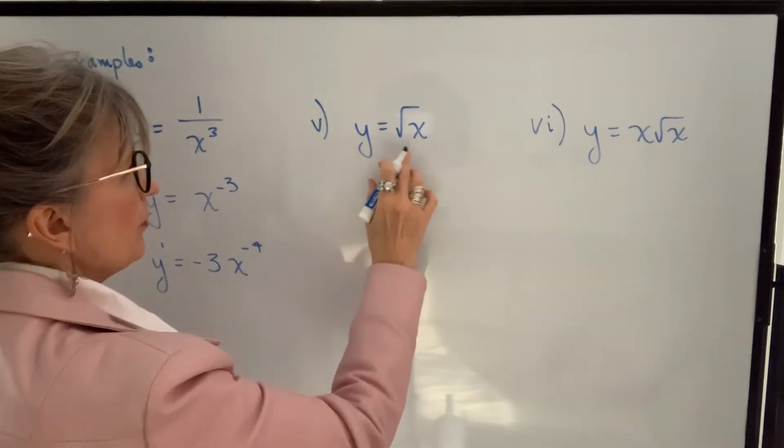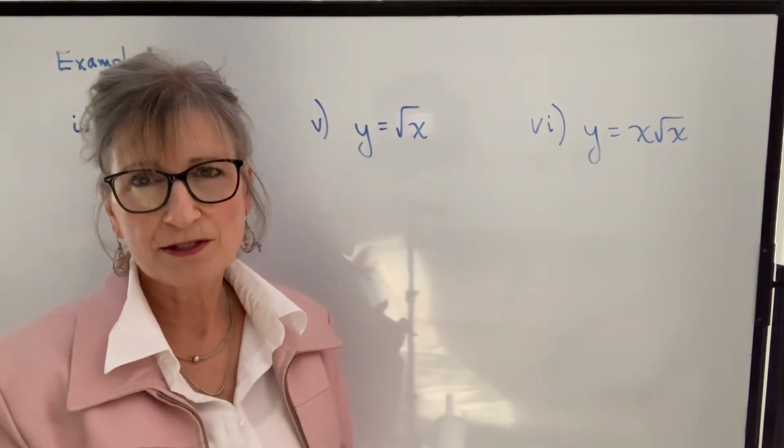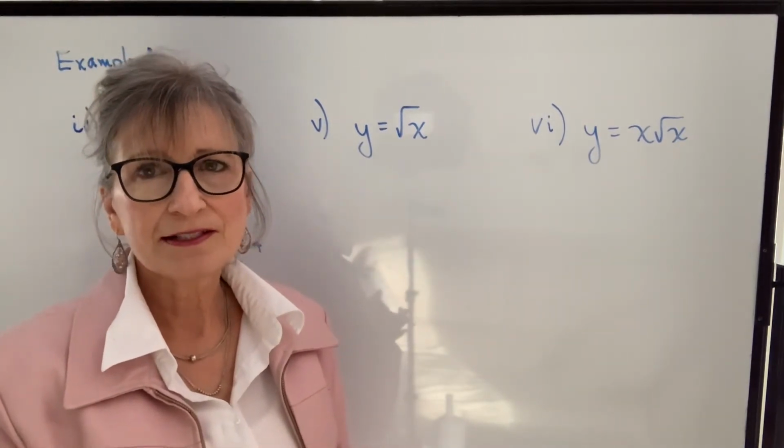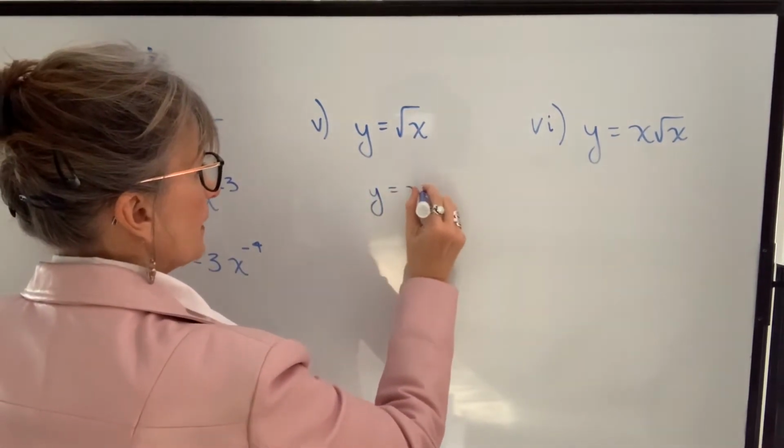My next example, y equals square root of x. I can't differentiate that in its present form. I need to think of it as x to the n, and the definition of square root means x to the power of 1/2.